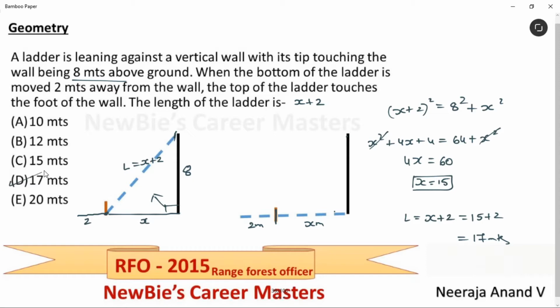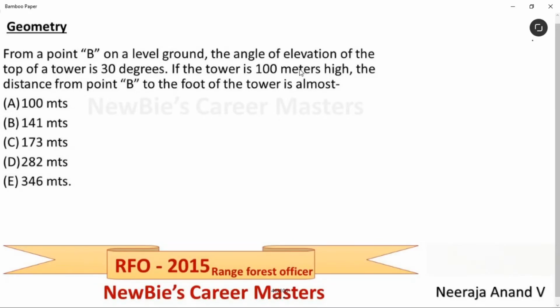Simple, no? Yes, we'll continue now. Next question is from a point B on a level ground, the angle of elevation of the top of the tower is 30 degrees. If the tower is 100 meters high, the distance from point A to the foot of the tower is almost, in the sense you have to find the approximate value. Okay, this pattern of questions is frequent, so solve more questions on this.